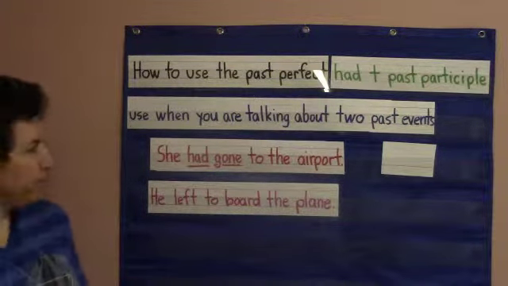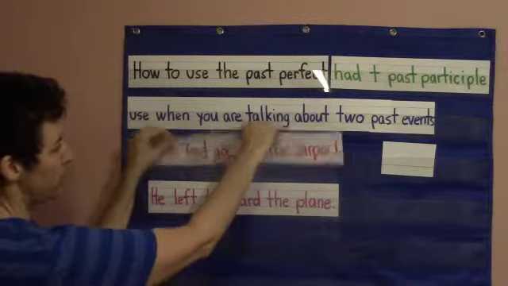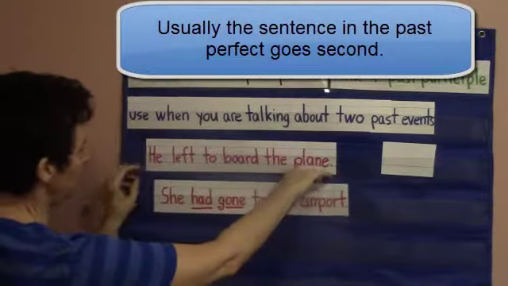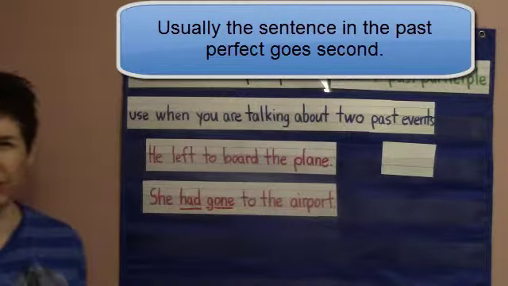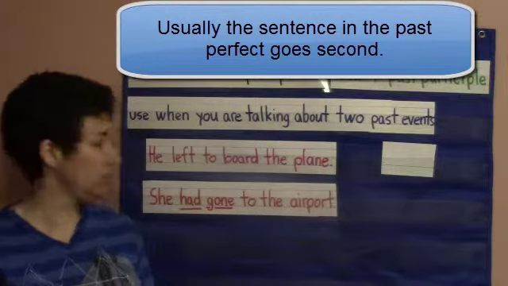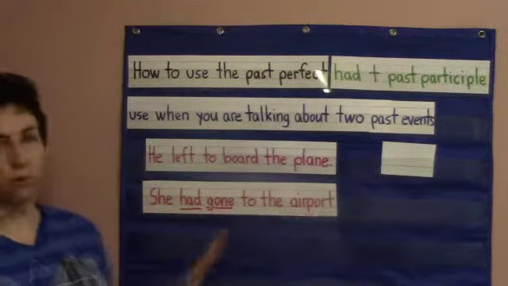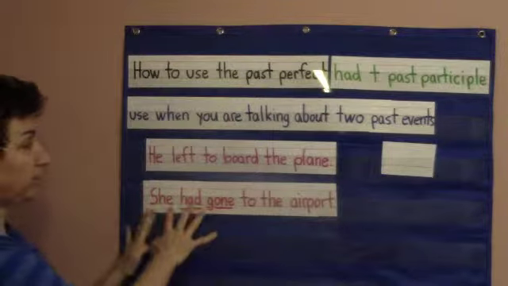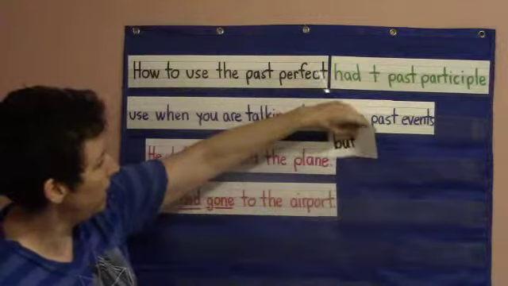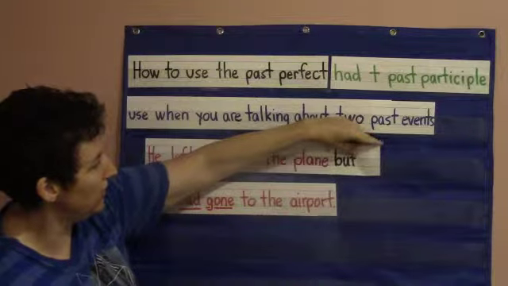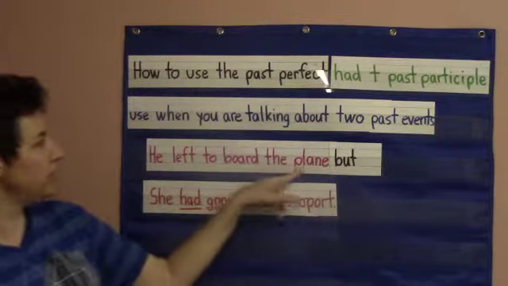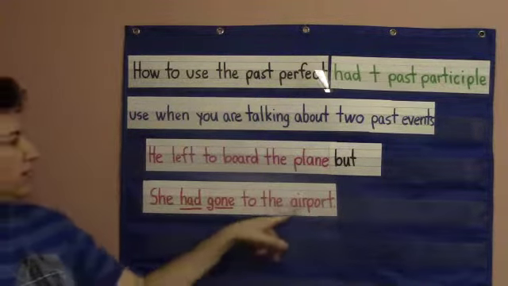Okay, so usually I want to put my past perfect second, because it just reads better in English. So he left to board the plane, simple past. She had gone to the airport, past perfect. So what I want to say is this happened first. So again, to make my sentence a little better in English, I'm going to add my conjunction but. He left to board the plane, but she had gone to the airport.